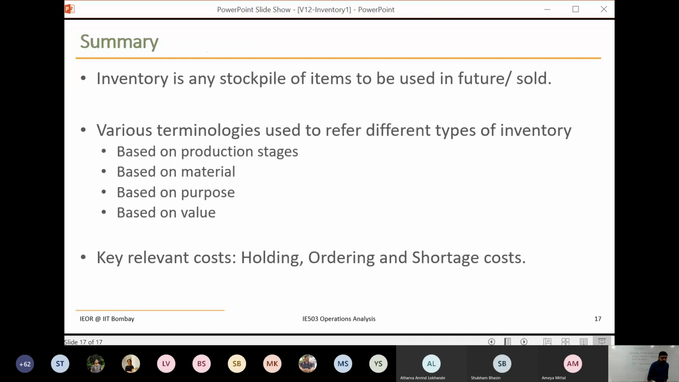So we ran over a little bit, but I think it's okay. In summary, we looked at what inventory is: any stockpile of items to be used in the future is inventory. Various terminologies have been introduced based on production stages, material, purpose and value. We looked at how we characterize the models and how we are going to be using the different costs. So this is the introduction. Again, a lot of new terminology has come in. We are going to be seeing many variants of this as we go along in the course.